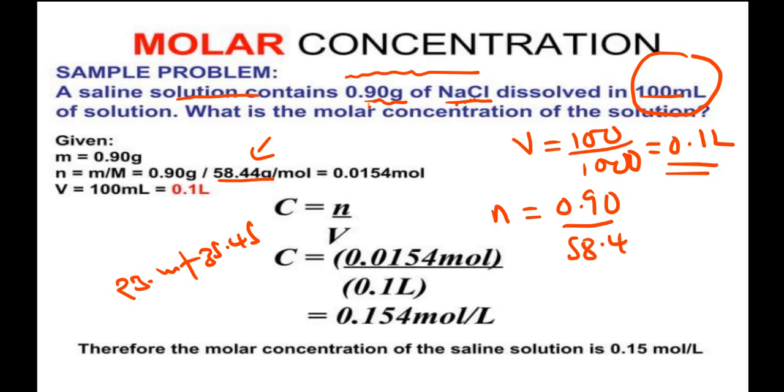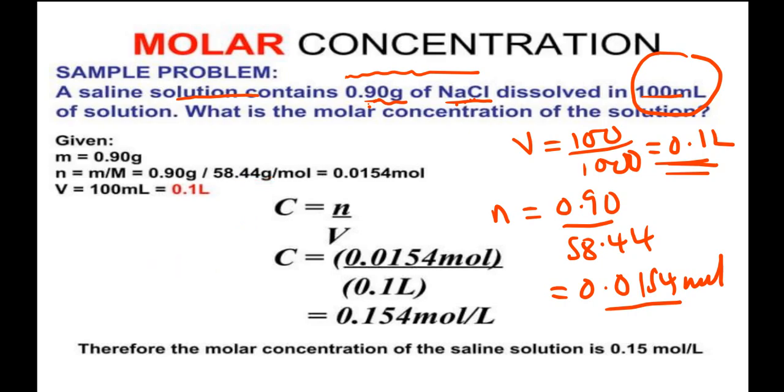What are we going to get? We are going to get 0.0154 moles. Once we have our moles and we also have our volume, we can find our concentration. Concentration is equal to the moles on top and the volume down. That is my answer there. All right, so any questions there on the molar concentration? Any questions?